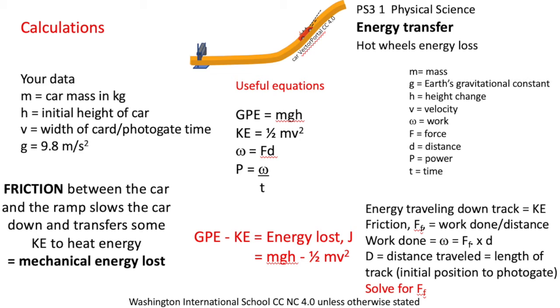And towards the bottom of the right, the friction force F_f equals work done divided by the distance, because the work done is friction times distance. And D is the distance travelled, the length of the track from its initial release point to the photo gate. Then you can solve for the frictional force and indeed take account of air resistance too.